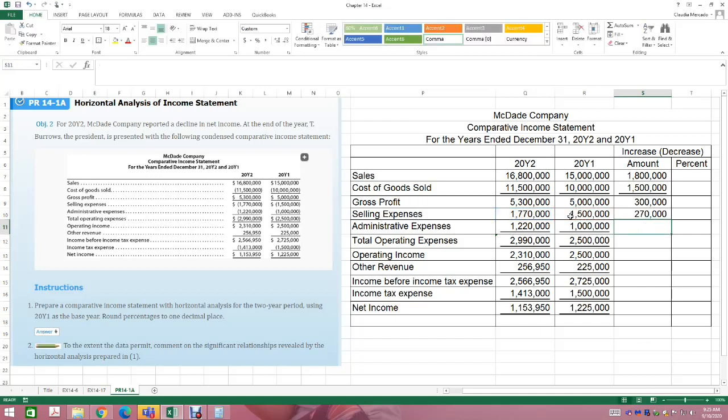Selling expenses. I had 1.5 million in selling expenses. This year I have 1,770,000. My selling expenses increased by $270,000.